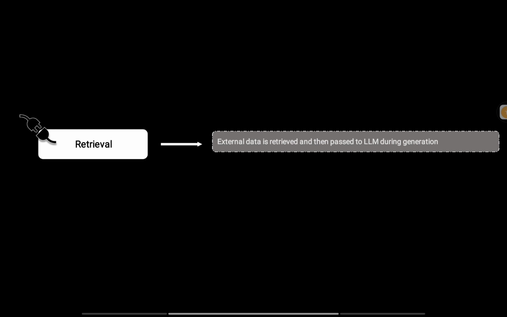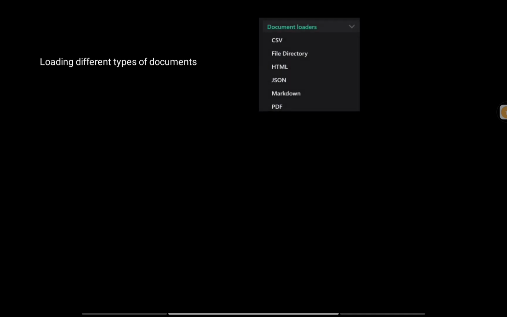you need the concept of retrieval, where we use external data and pass it as context to the LLM to bring more meaningful information out of it. So the basic concept is that external data is retrieved and then passed to the LLM during prompt output generation. Let's check the different functionalities we should be aware of in LangChain for this retrieval module.